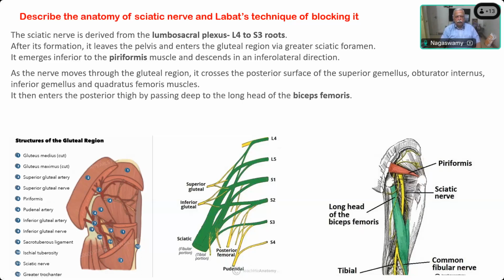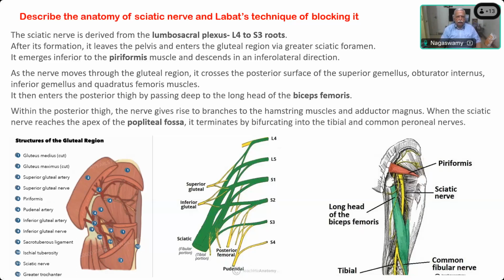So it then enters the posterior thigh by passing deep to the long head of biceps femoris. And within the posterior thigh, the nerve gives rise to branches to the hamstring muscles and adductor magnus. And when the sciatic nerve reaches the apex of the popliteal fossa, this is a very important landmark for your knowledge of how to block this nerve at the popliteal fossa. So the popliteal fossa is more or less a triangular area. So when it reaches the apex, it terminates by bifurcating into tibial and common peroneal nerves.